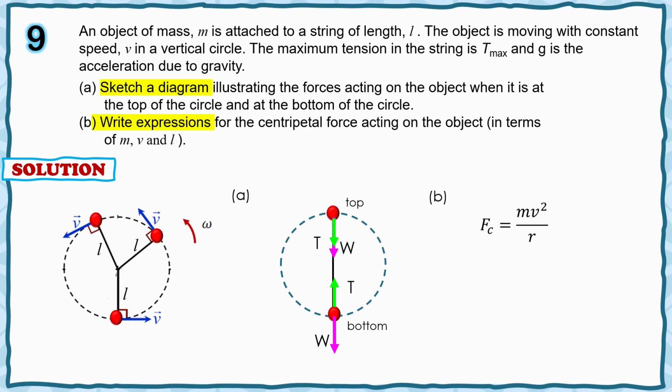For B, write an expression for the centripetal force acting on the object in terms of m, v and L. In this case, as I mentioned earlier, L, the length of the string, represents the radius of the circular path. Because of that, the centripetal force is equal to mv square over r, and our r is represented by L. So you get the expression for the centripetal force in terms of m, v and L.